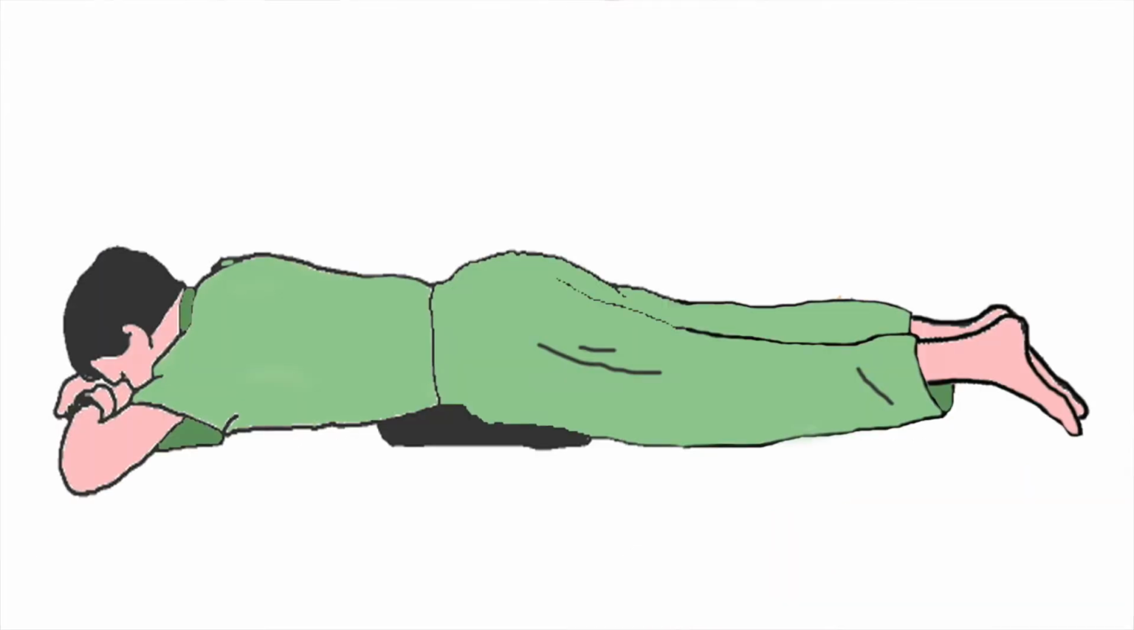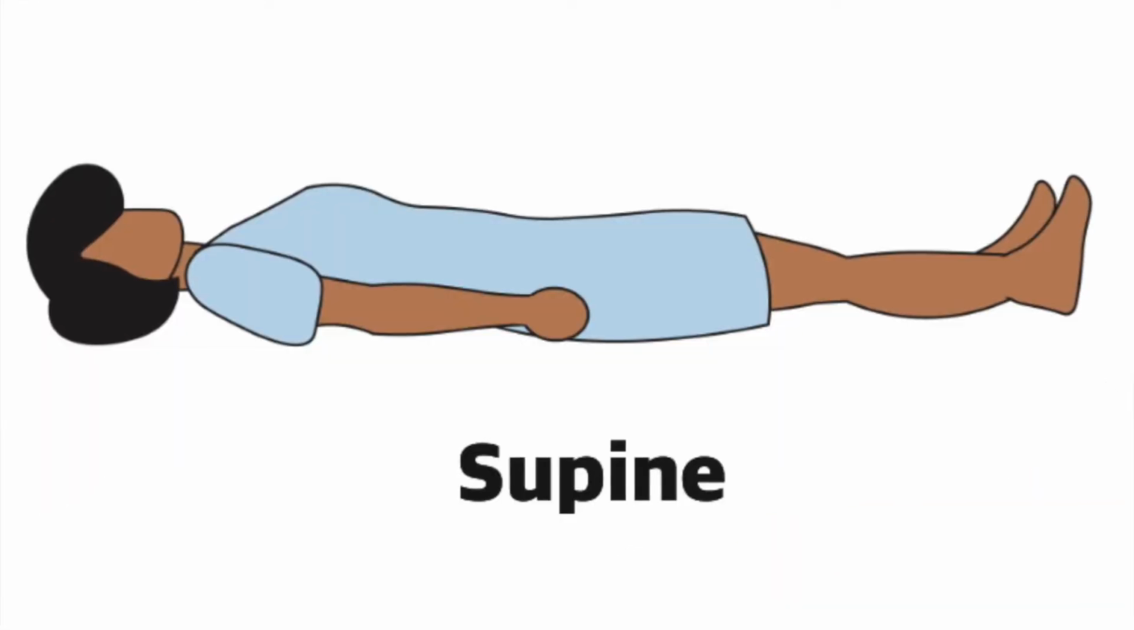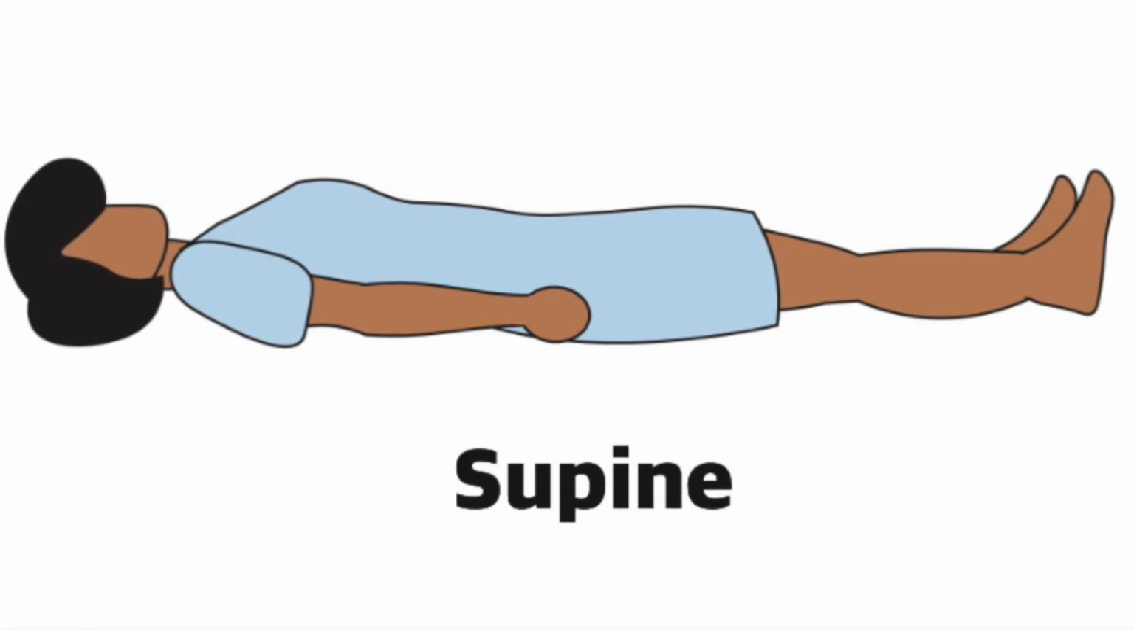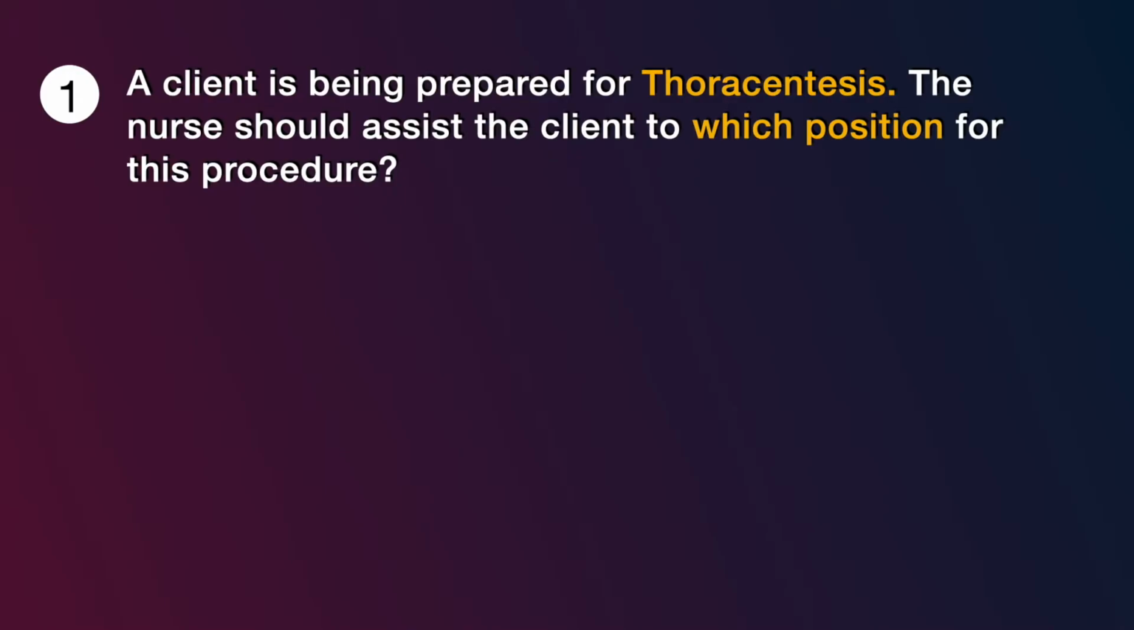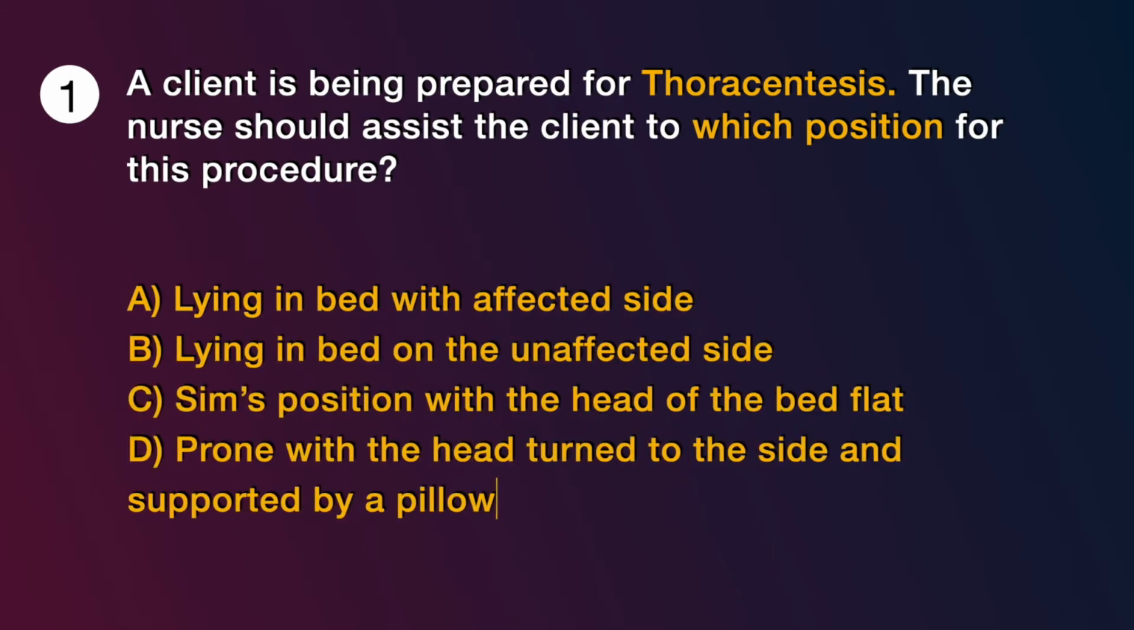So now we will talk about important nursing situations related to positioning of the client. Question number 1. A client is being prepared for thoracentesis. The nurse should assist the client to which position for this procedure? Options are: lying in bed on the affected side, lying in bed on the unaffected side, Sim's position with the head of the bed flat, prone with the head turned to the side and supported by a pillow.